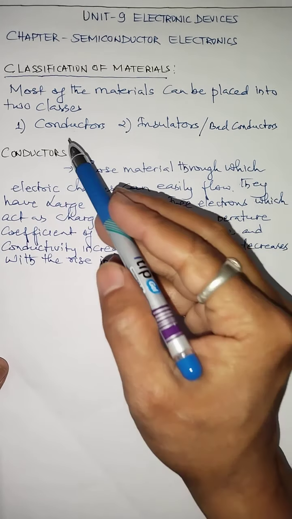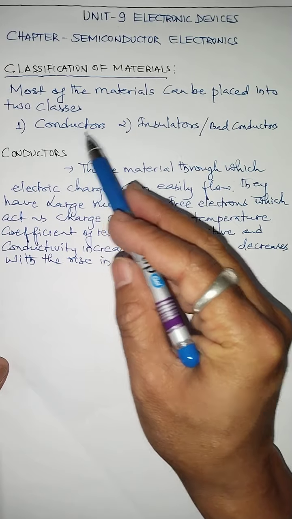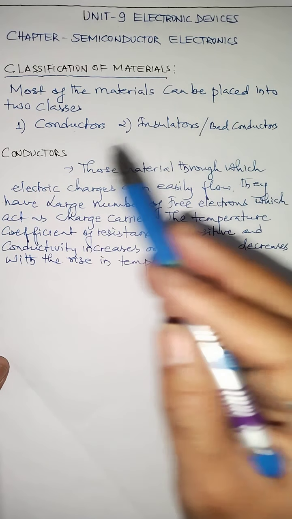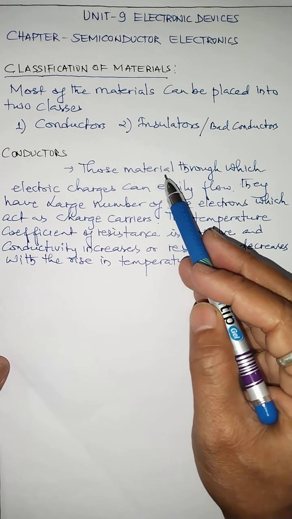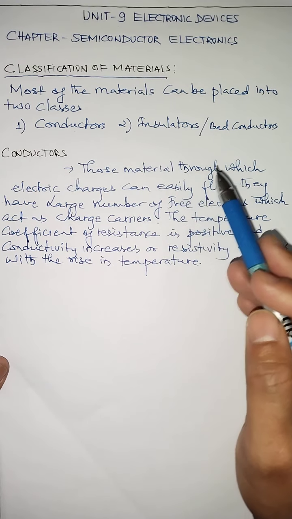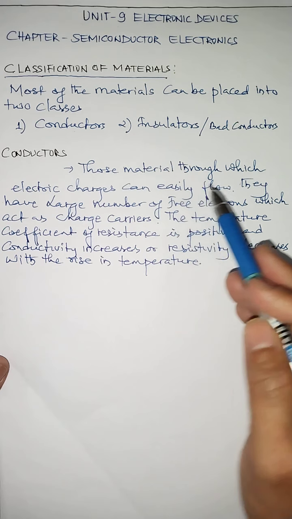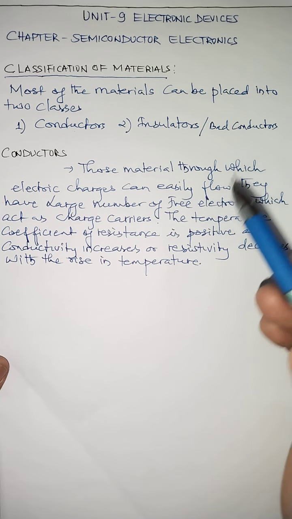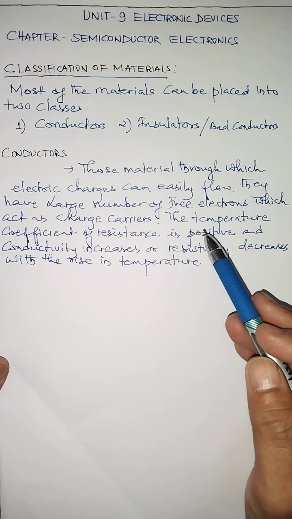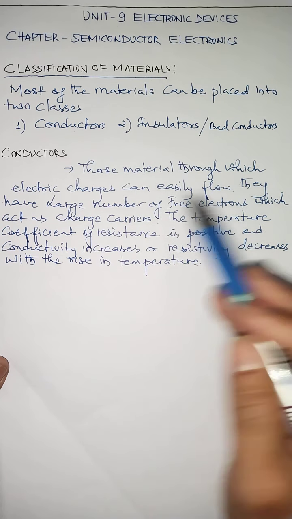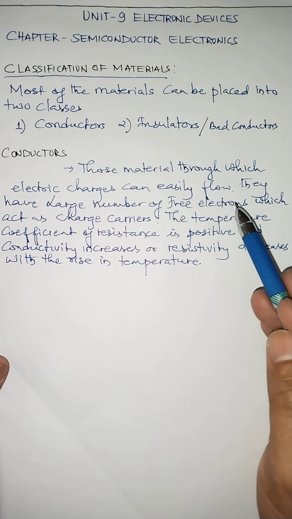Now, out of these two classifications, conductor and insulator, also called bad conductor, we know what conductors are. Conductors are those materials, or we also call them substances, through which electric charge can easily flow. Means those substances or materials where the electric charge can easily flow are called conductors. Now this conductor usually has a large number of free electrons.